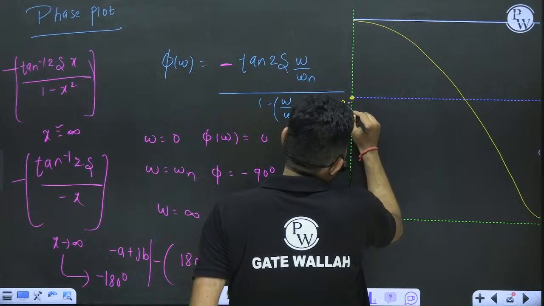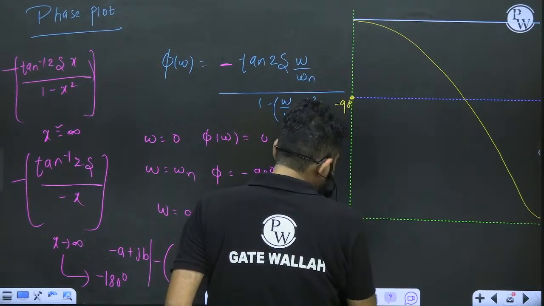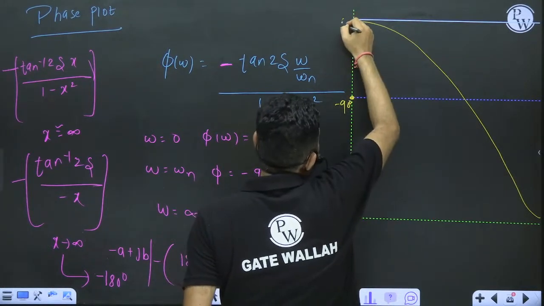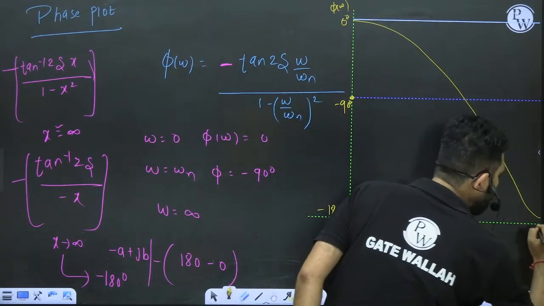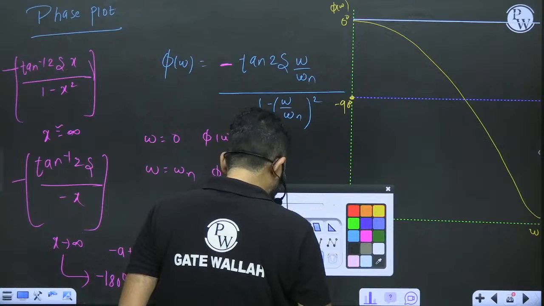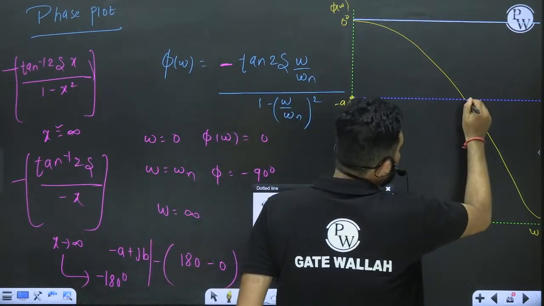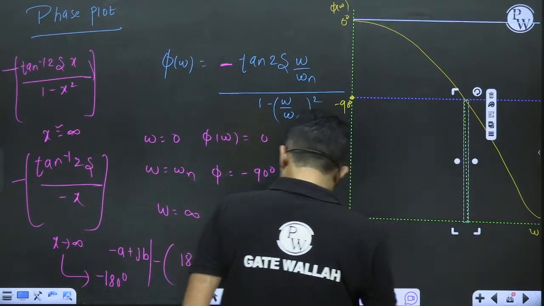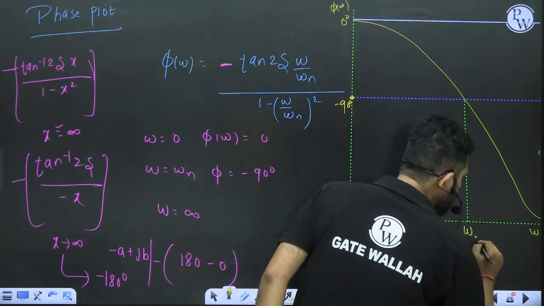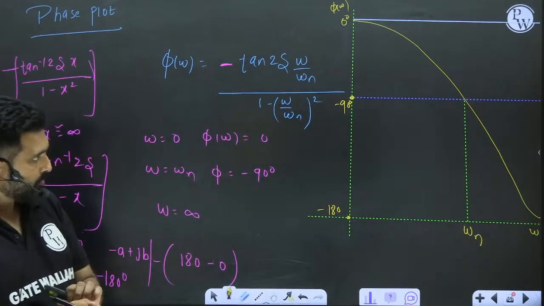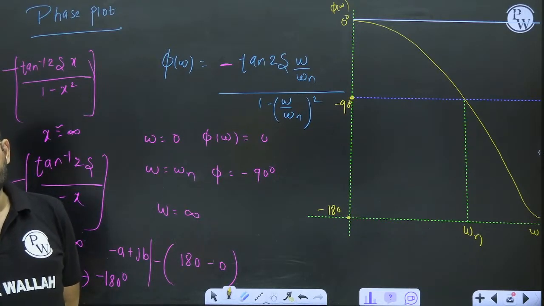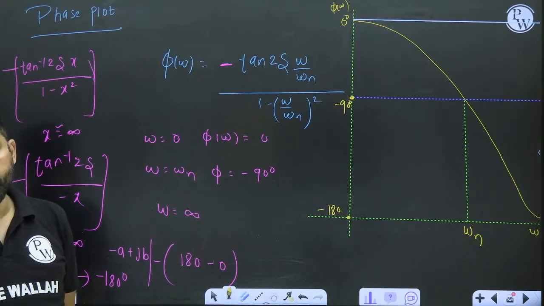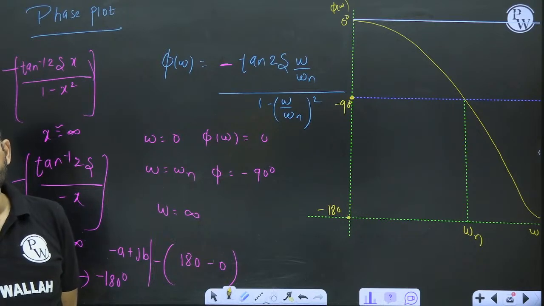This is minus 90 degree, this is minus 180 degree, this is 0 degree, this is phi omega versus omega. It will touch minus 180 degree, mind it, at omega n. Yes or no? This kind of phase I will get or not from second order response?